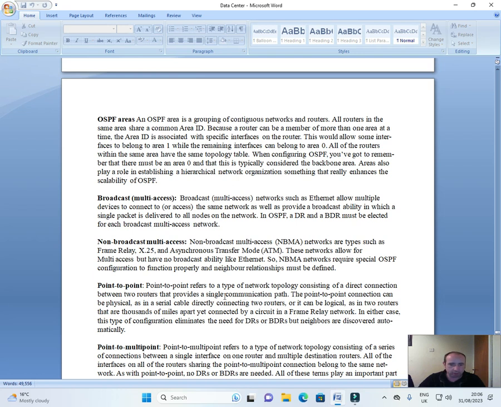Point-to-point. Point-to-point refers to a type of network topology consisting of a direct connection between two routers that provides a single communication path. The point-to-point connection can be physical, as in a serial cable directly connecting two routers, or it can be logical, as in two routers that are thousands of miles apart yet connected by a circuit in a Frame Relay network. In either case, this type of configuration eliminates the need for DRs and BDRs, but neighbours are discovered automatically.